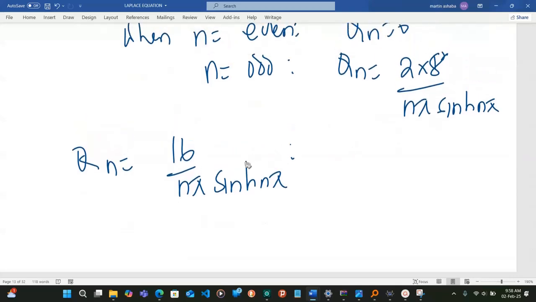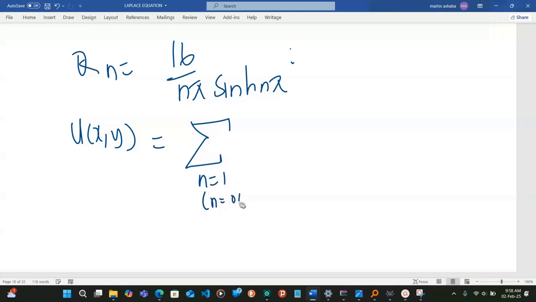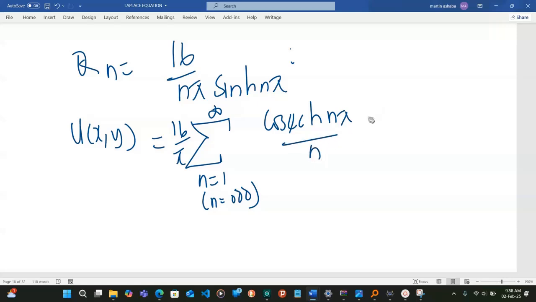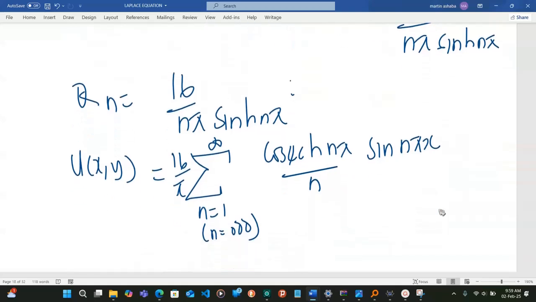But here we are dealing with an odd function, and therefore I will find that u of x y will equal the summation from n equal to 1, for n equal to odd numbers up to infinity, of 16 out of pi. Then this becomes a hyperbolic cosec n pi, everything out of n. Then we are multiplying it by sine n pi x. Then remember we had our function here, hyperbolic sine n pi y. So we replace it here so that we have the final solution, hyperbolic sine n pi y.